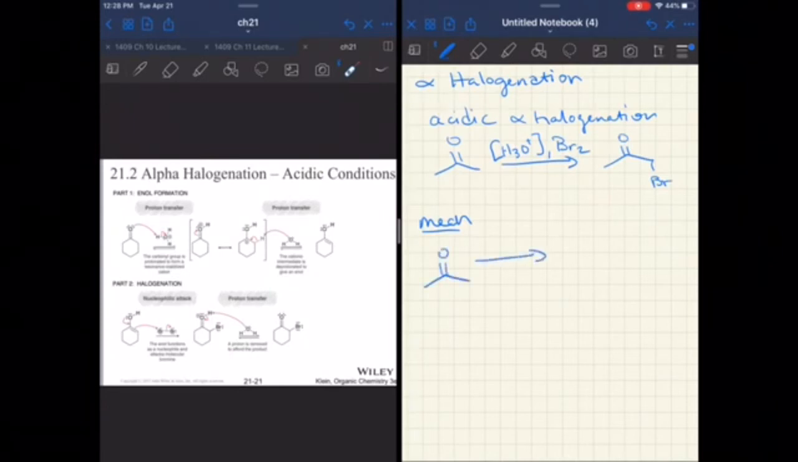We're in acid, so we're going to go ahead and protonate. You can use H+, you can use H3O+, you could use HA. It's going to be important for this one that we actually show our resonance structure because we need to go ahead and form the enol.